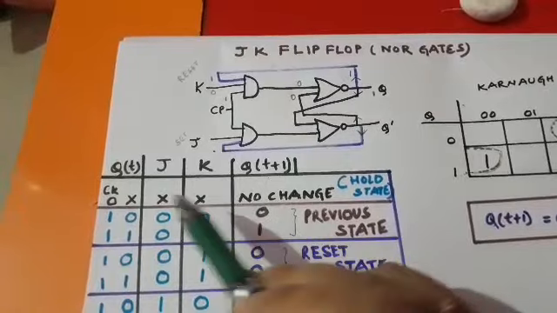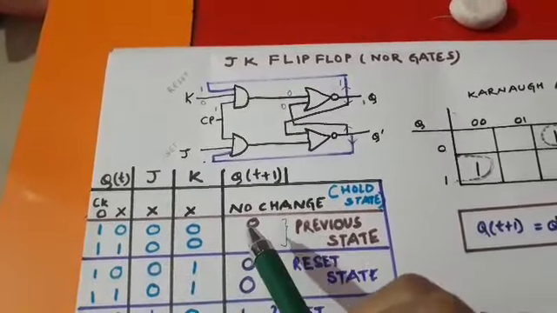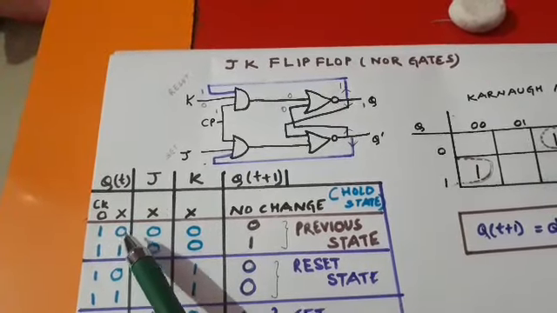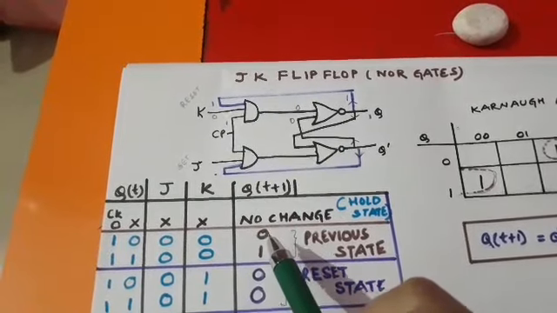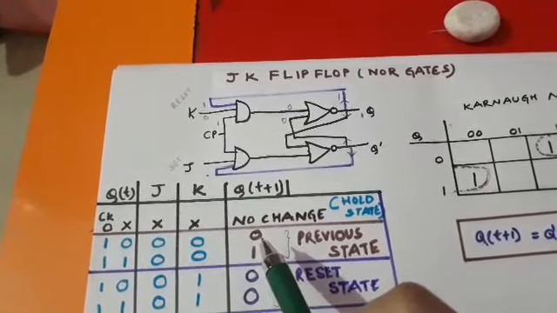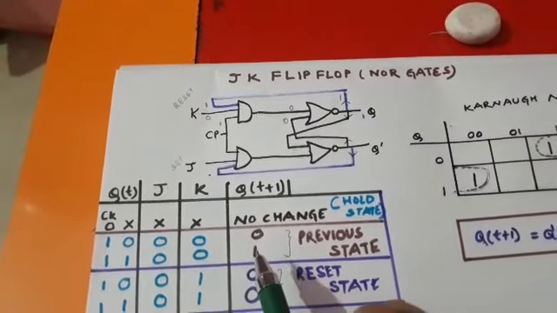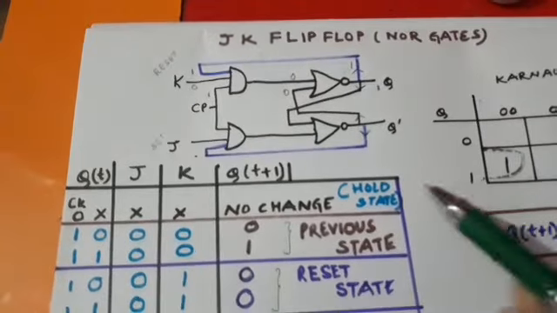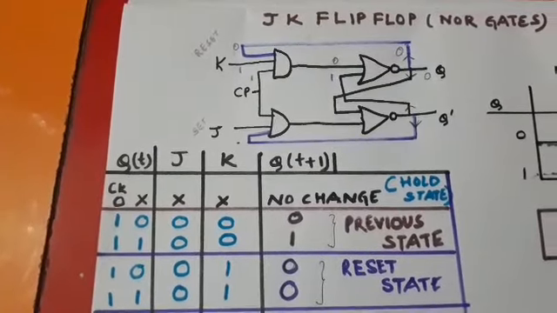So previously it is 0 and 1. And if we see carefully, we find that my Qt plus 1 is equal to my Qt. Whatever was the previous value of Qt, we will get Qt plus 1 also to be equal to that. So it's 0, we are getting 0. And if it is 1, we are getting 1. So that means it is giving you the previous state. Very important, previous state. Now let us see the next row.